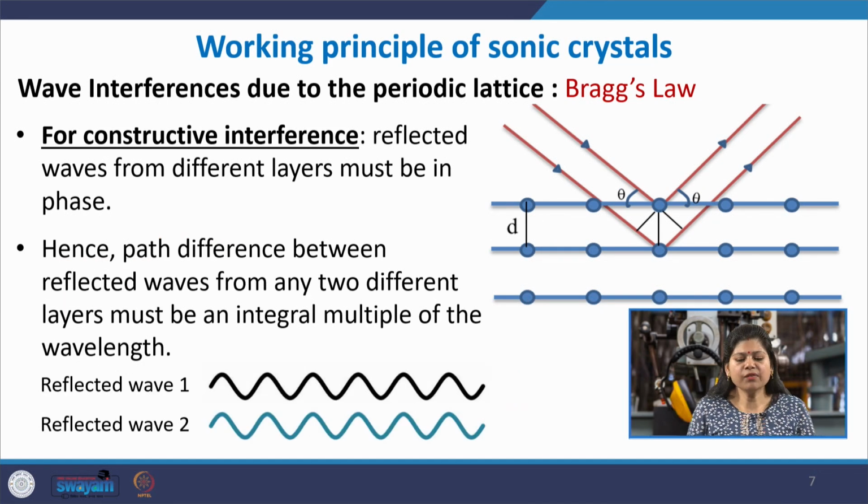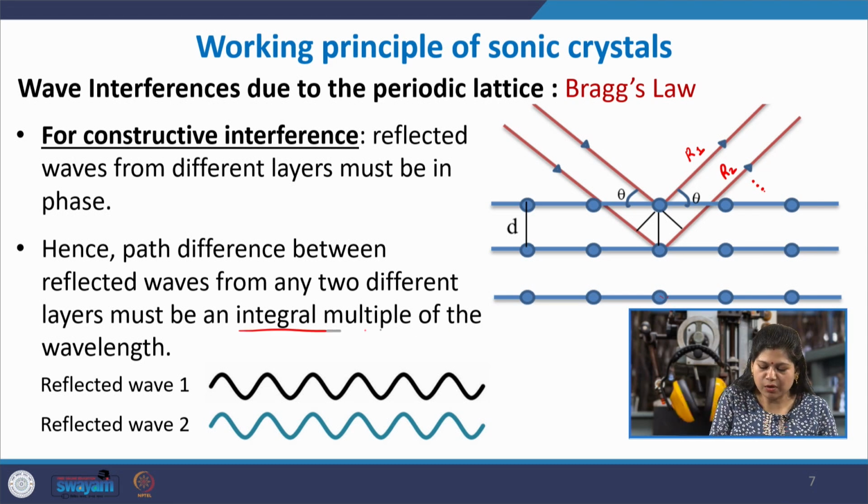Then for constructive interference, suppose the waves are hitting and reflecting back. Let us say this is reflected wave 1, this is reflected wave 2, and so on. Further waves will be hitting and getting reflected back from the third layer and so on. For constructive interference to happen between these reflected waves, which are getting reflected from different layers of scatterers, the net path difference has to be an integral multiple of the wavelength.